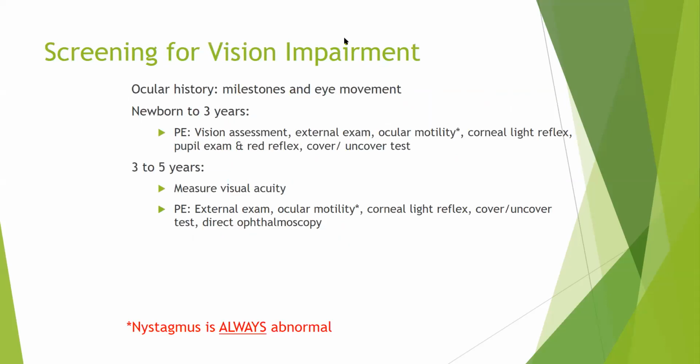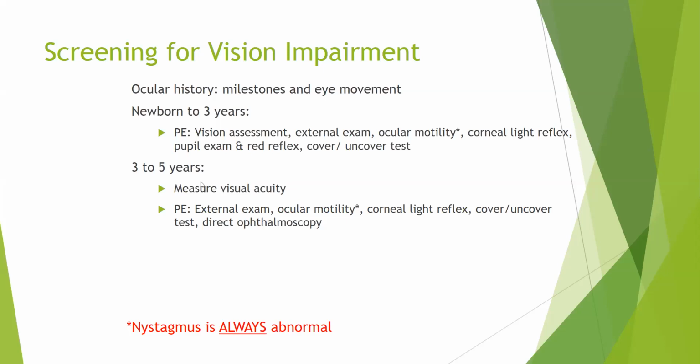So, some screening tests for visual impairment. We want to get an ocular history. We want to check their eye movement, right? From newborn to 3 years old, we're going to do a visual assessment. We're going to look at the eye itself. We're going to do an external eye exam. We're going to check ocular mobility. We're going to test their corneal reflex to make sure that they're performing correctly. We're going to watch that pupil, and we're going to look for the red reflex because we should see that. And then we're going to do the cover-uncover test.